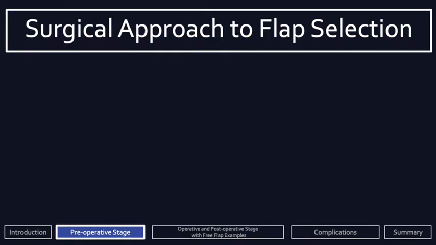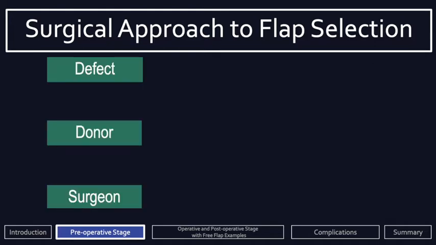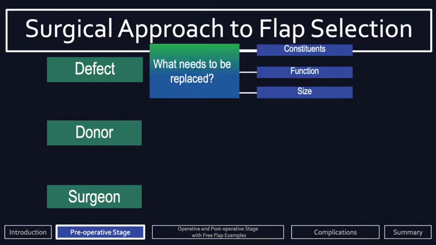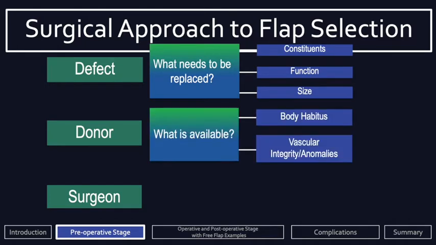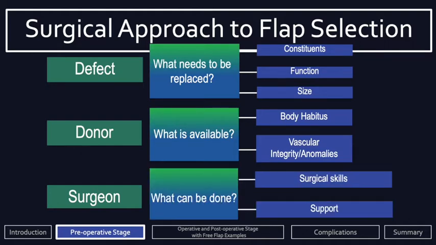Before the patient even goes to the operating room, so many factors come into play with flap selection. For example, the oncologic defect will dictate what needs to be replaced and how big the flap will need to be. The goal is to replace like tissue with like. Flap choice is also influenced by patient's preference, as well as body habitus, vascular integrity, prior surgeries, or radiation. And of course, the surgeon's skill set, preference, hospital support, as well as OR time will be factored into the decision.